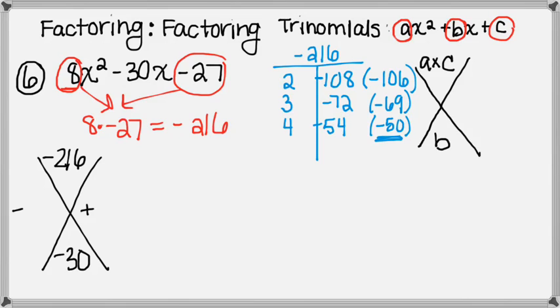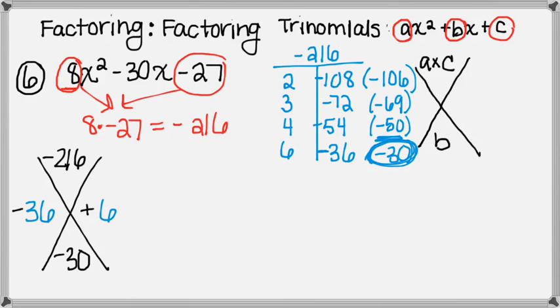216 is not divisible by 5, so I'll skip and go to 6. 216 divided by 6 is 36. Put the negative here. And now if I add those two together, we get negative 30. So now we don't have to go any further because that's exactly what we wanted. So I'm going to go back to my chart here, and I want to plug in the 6 and the 36. I already have the negative sign there, so I'll write the negative 36 first and then the positive 6.